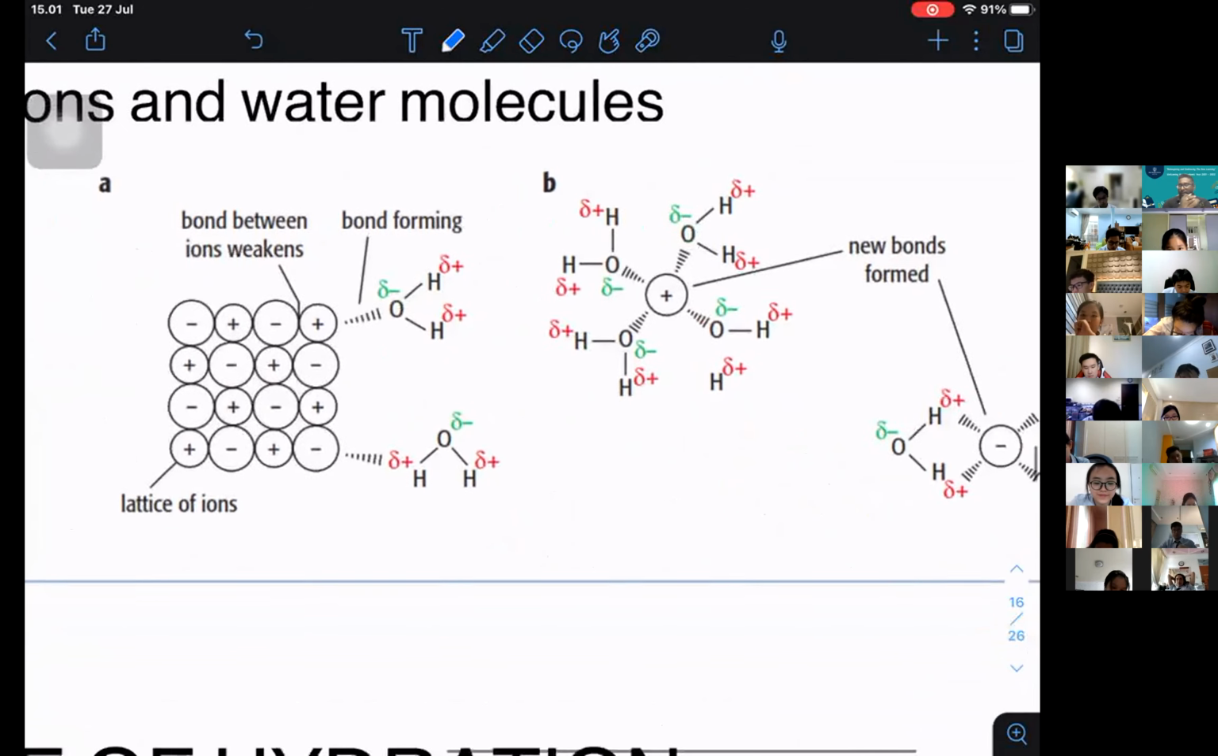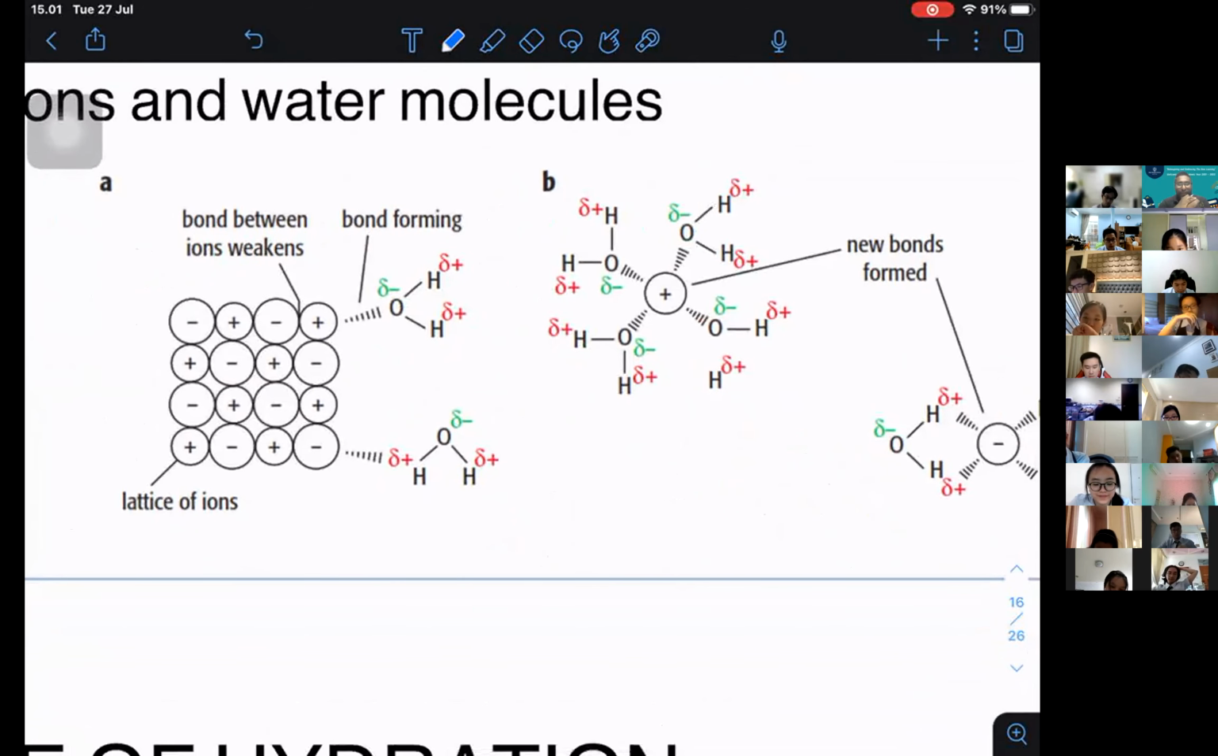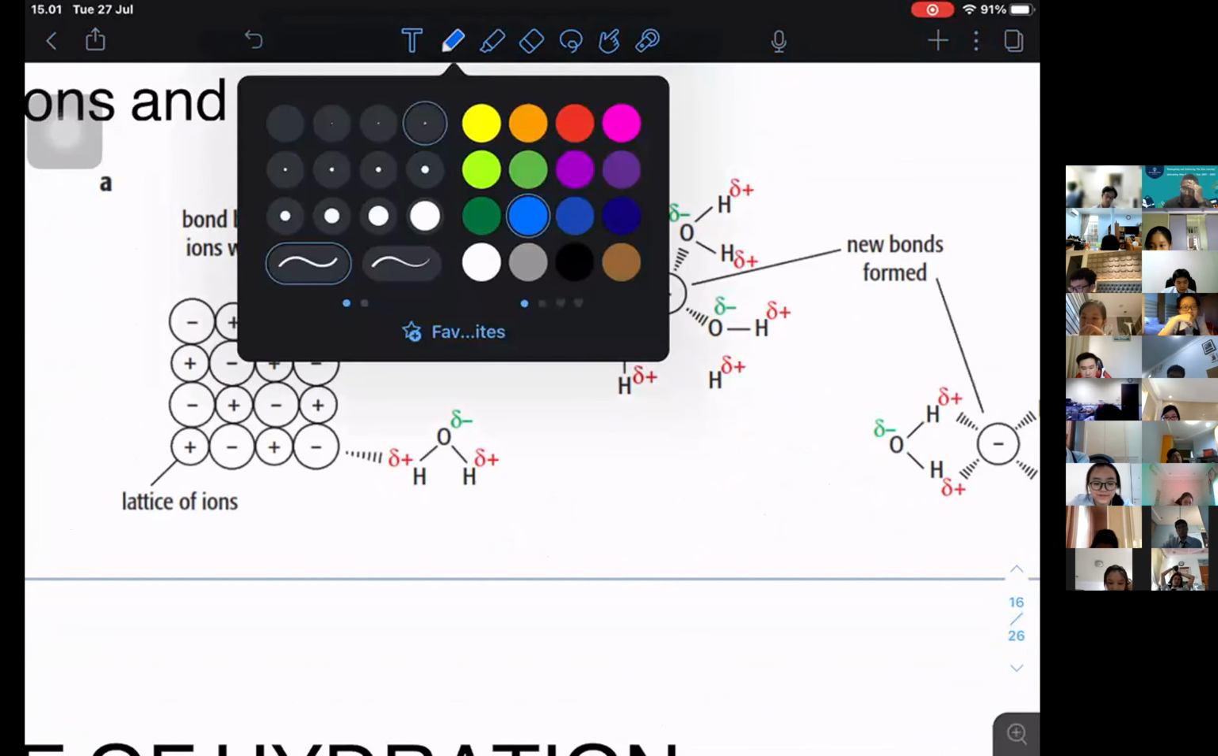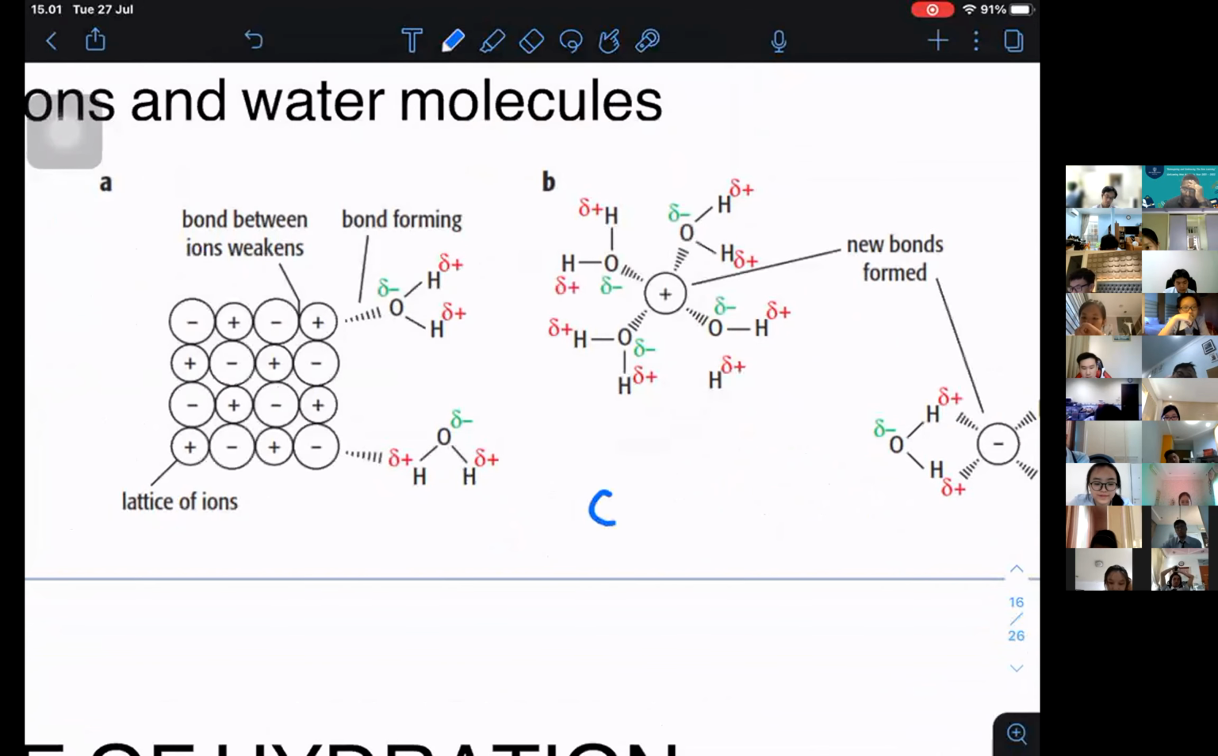Here, if you have lattice energy, for example, what is lattice energy? You are trying to bring the gaseous ions closer to each other, and you form a bond.